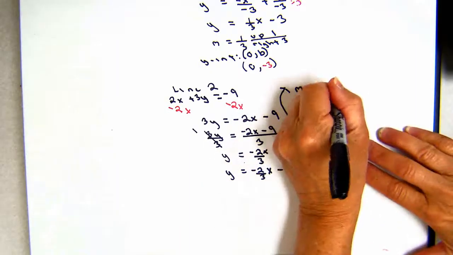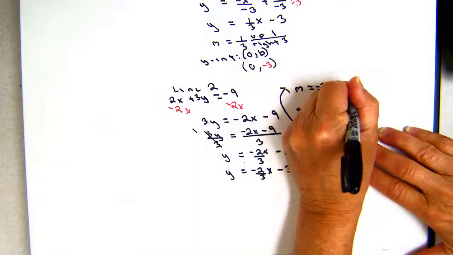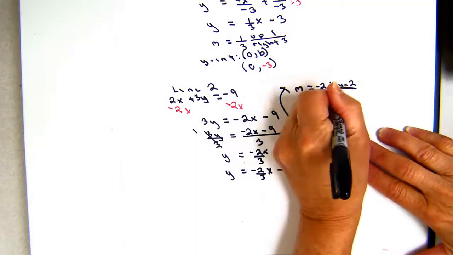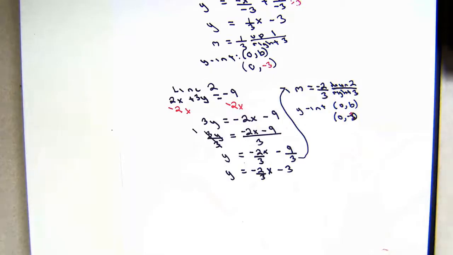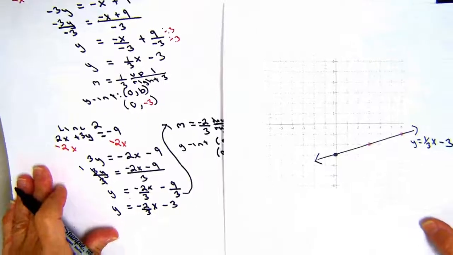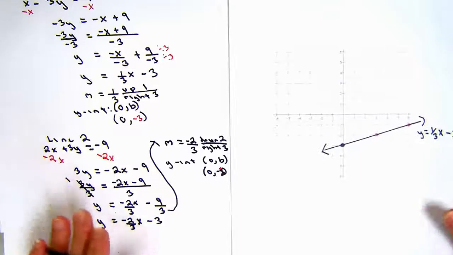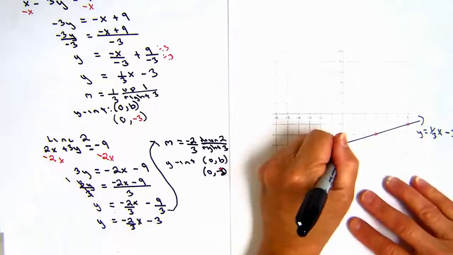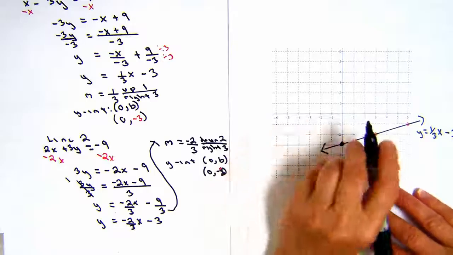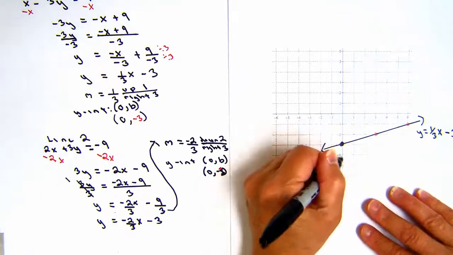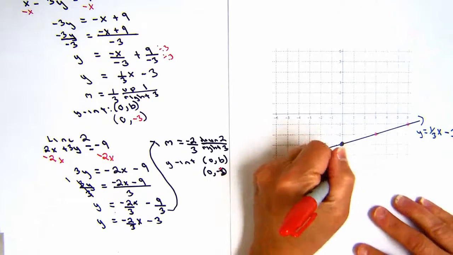To graph that line, that's down 2, right 3. Using that, let me go ahead and put my graph over here. First of all, we have 0, negative 3, which is right here. And then we go down 2 and right 3.